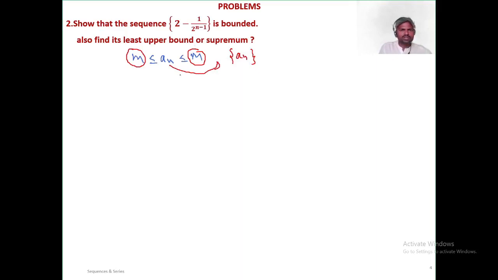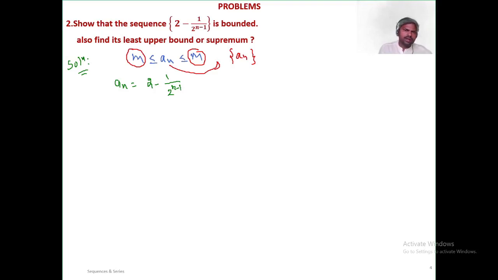The nth term of the sequence an is 2 minus 1 upon 2 to the power of n minus 1. There are two ways to attack this problem. Simply, I need to find the lower bound and upper bound.